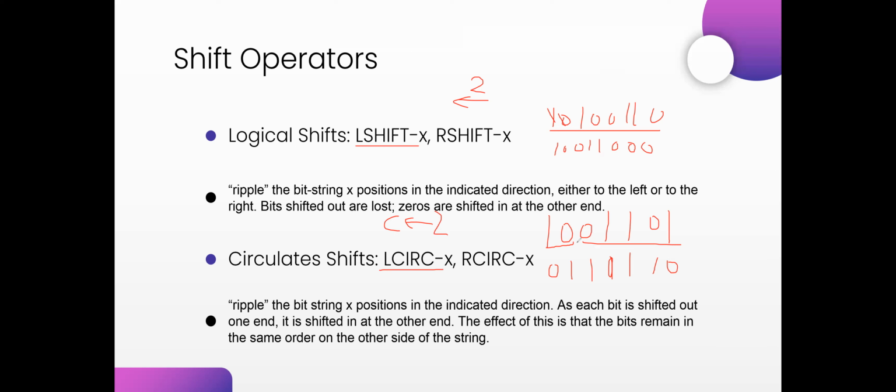Basically, first you remove these 2 numbers, move the rest to the beginning, and add these 2 numbers at the end. This is called the left circular shift. And the same thing for the right circular shift.